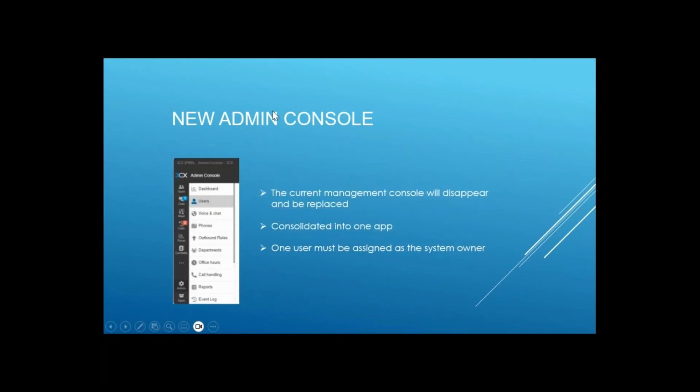So the current management console will disappear, and it will inevitably be replaced. And it's going to consolidate into one app. So one user must be assigned as the system owner. So before this happens, it's that person actually changing the permissions to start with. But yeah, we can see on the left here, we've got the admin console, so we have dashboard, we've got users, all your regular stuff, so your phones, you can change the outbound rules. And obviously this is going to be hidden for most users unless you have permission. So it's just really allowing more simple configuration, you're not having to go to different portals or different URLs.